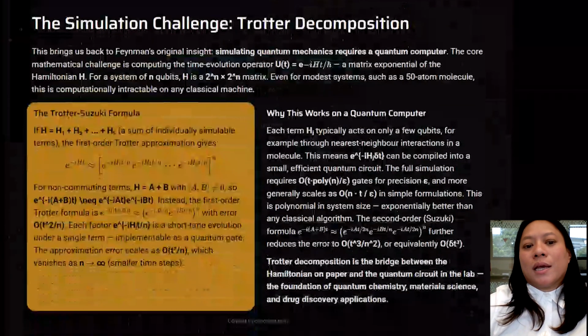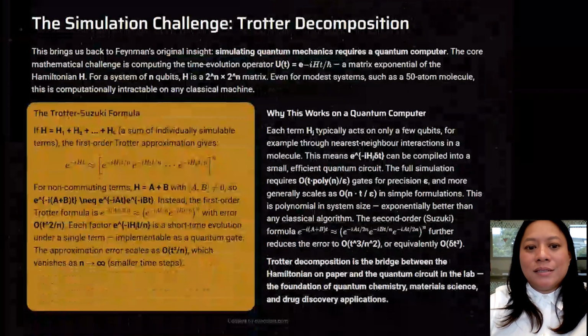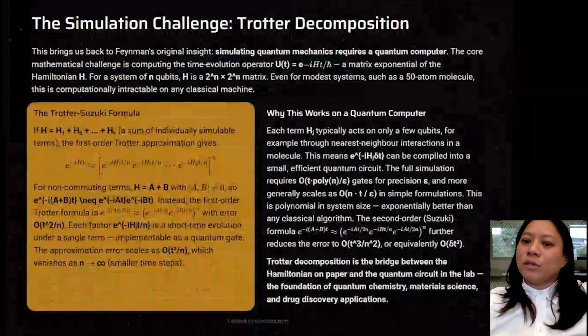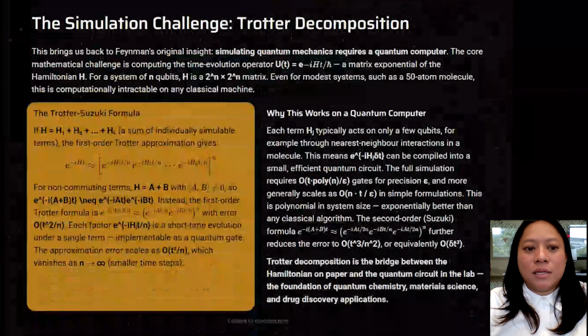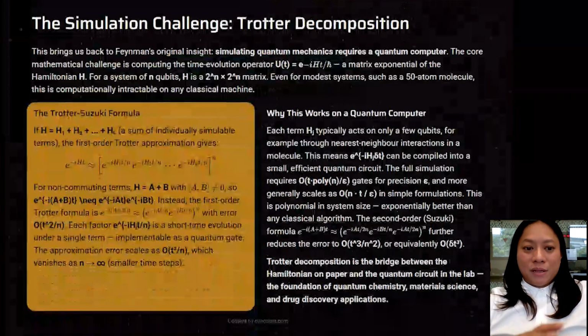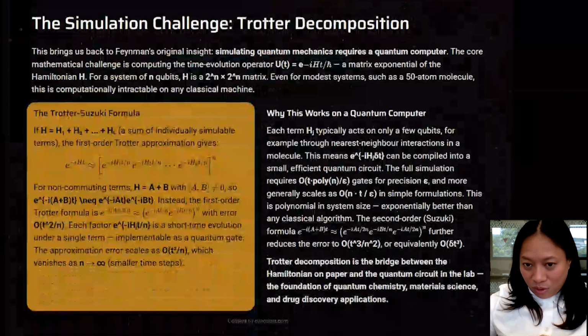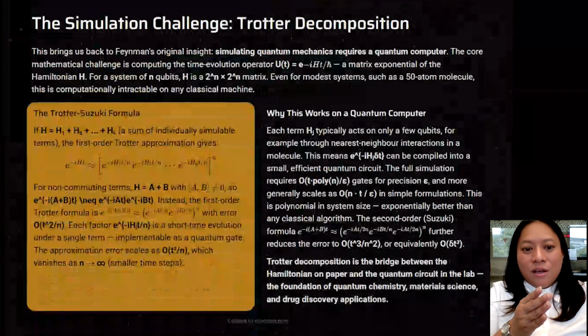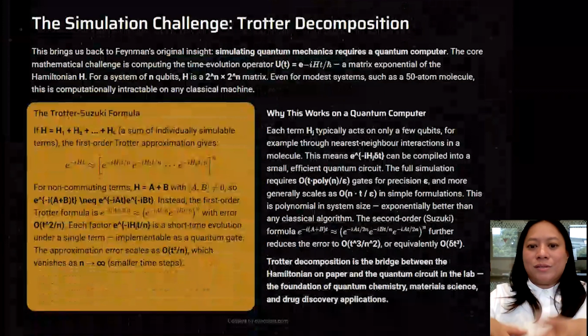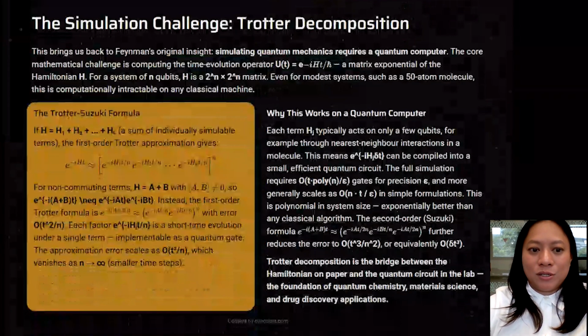So we're taking a look at the simulation challenge of Trotter. This leads us to Feynman's insight. Quantum mechanics is the only efficient way to simulate quantum mechanics, but the math is brutal. To find the state of the system, we need to calculate e to the power of -iHt, a giant impossible matrix. The trick to solve this is the Trotter decomposition. We split the Hamiltonian into many simple terms and cycle through them in small time steps. It turns an intractable calculation into a sequence of simple buildable gates. It's the core of how we simulate molecules and materials.